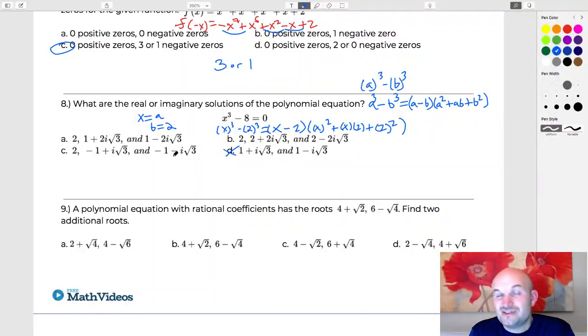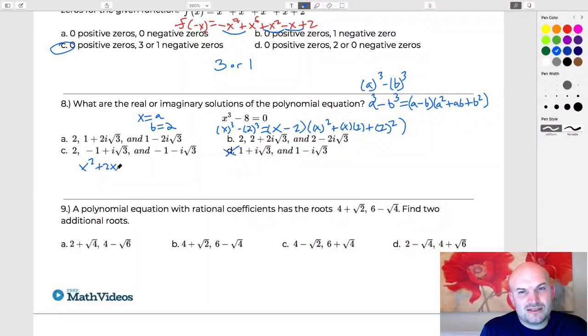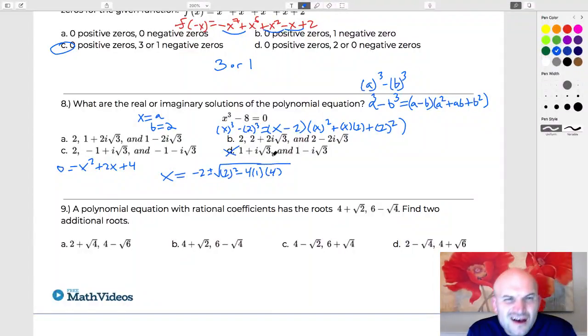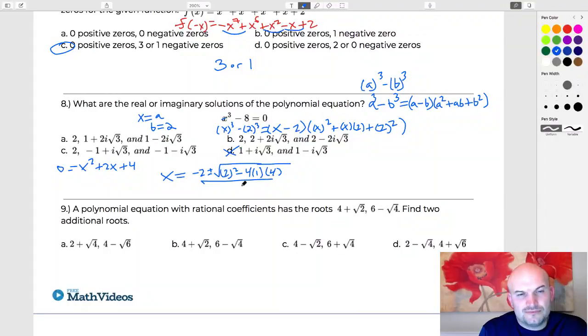But to get these other zeros, you can see we have complex numbers, so we're going to have to use the lovely quadratic formula. I'm going to set x squared plus 2x plus 4 equal to 0. The quadratic formula will have x equals the opposite of 2 plus or minus the square root of 2 squared minus 4 times a, which is 1, times 4, divided by 2.